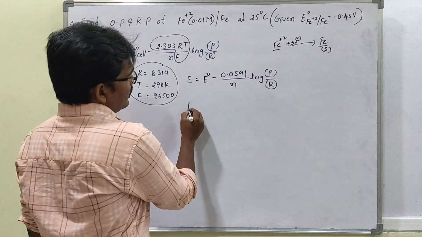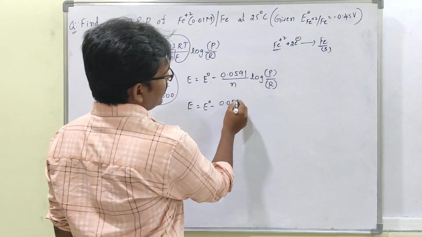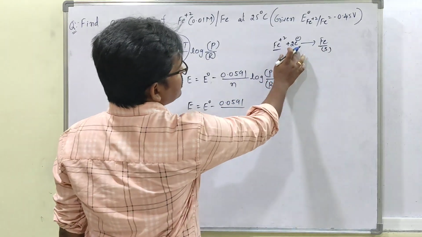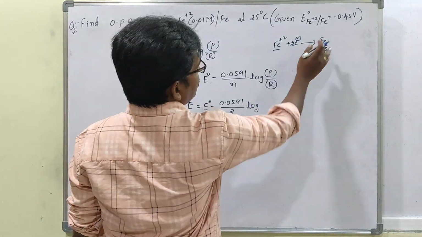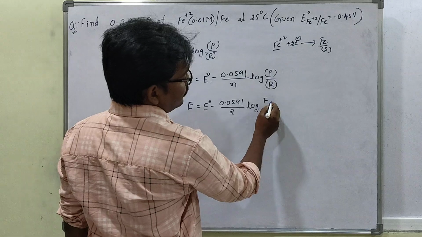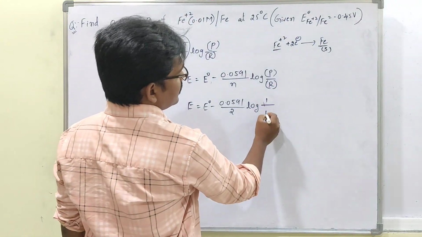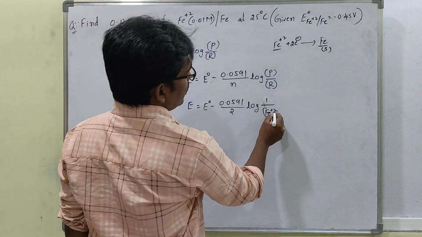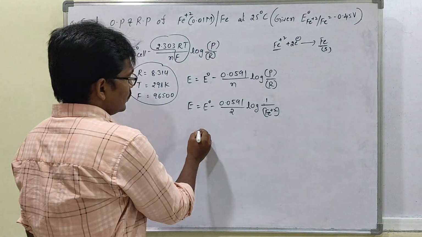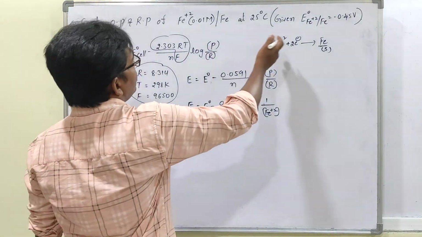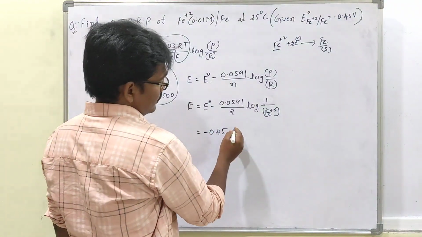So then E cell equals E naught cell minus 0.0591 divided by the number of electrons transferred. How many are transferred? 2 electrons are transferred. Log product concentration: iron, that is Fe, we have to take it as a solid, so you have to take 1, then divided by reactant concentration, the Fe plus 2 ion concentration. Clear, my dear students? Right. So now the E naught cell value is given already. How much is given? Minus 0.45 volts are given.